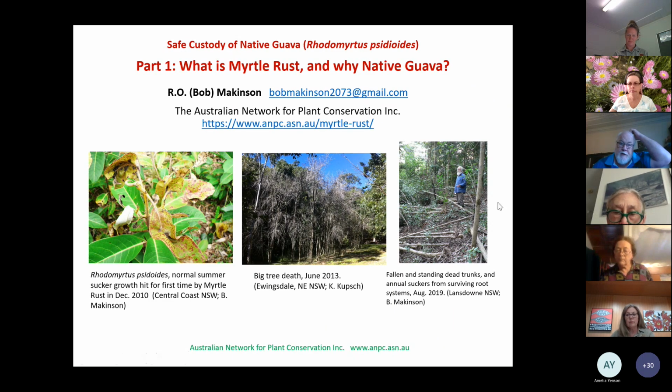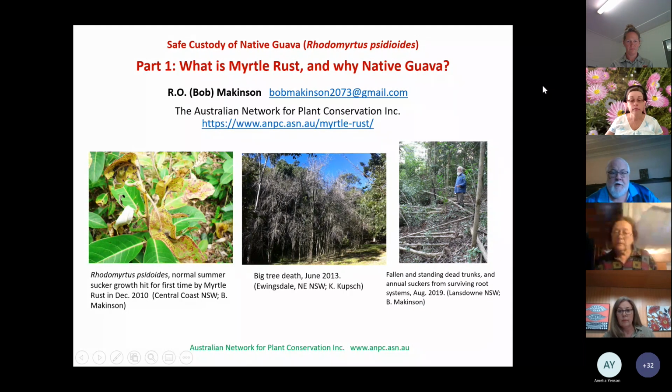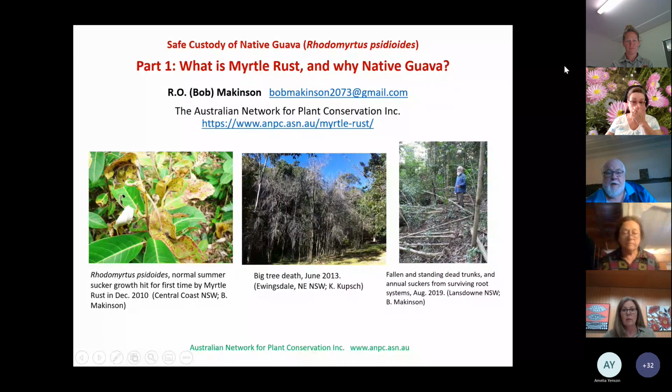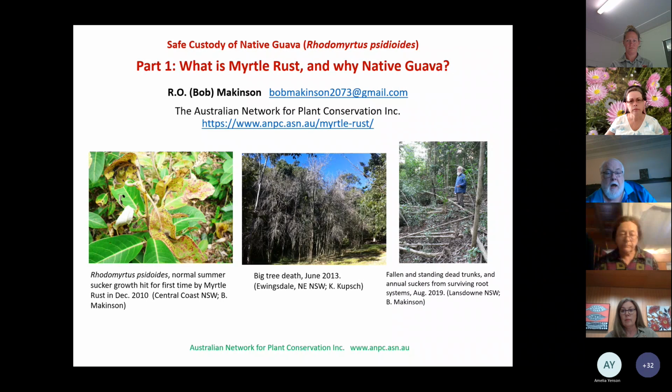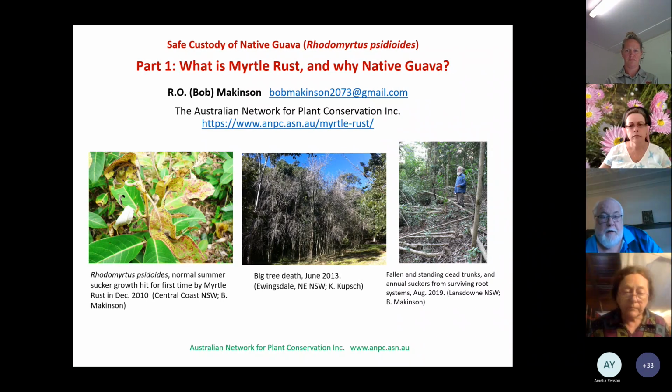There we go. So, yes, I'm with the Australian Network for Plant Conservation. I've been working on myrtle rust, mainly on the awareness and conservation implications side of things since late 2010. The rust was first detected in Australia in 2010. One of the species that has been crashing catastrophically here is native guava. I'll come back to these images later on. Next slide, please.